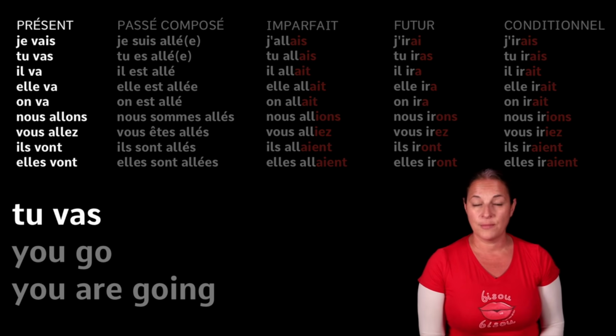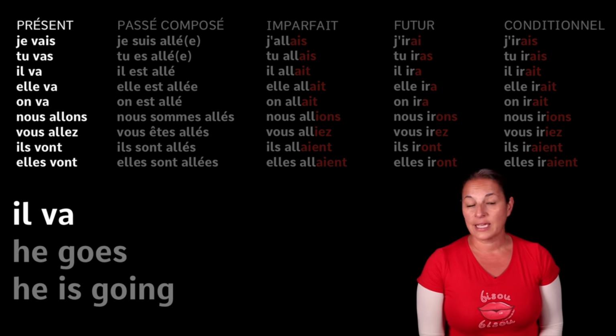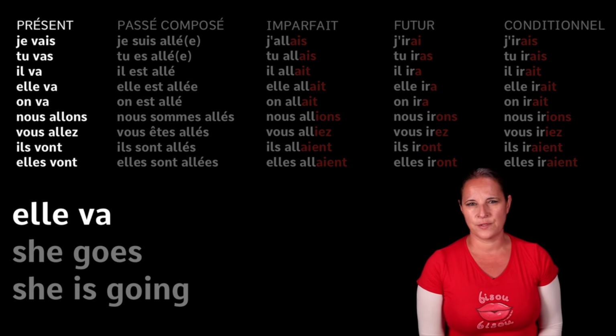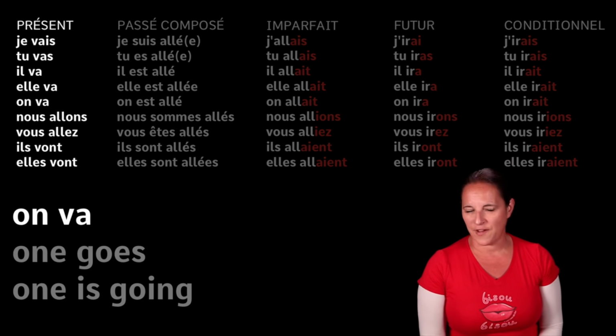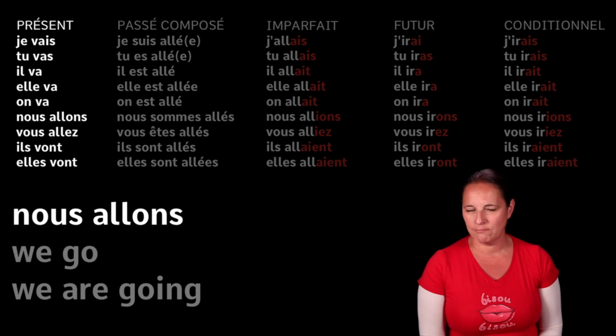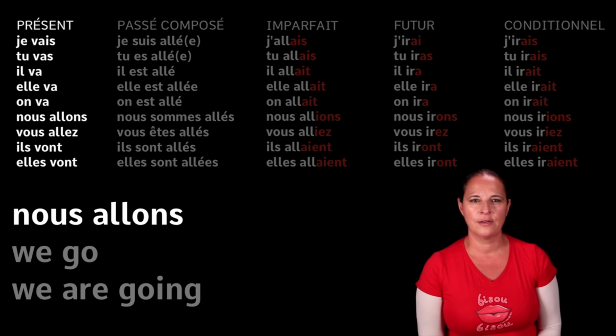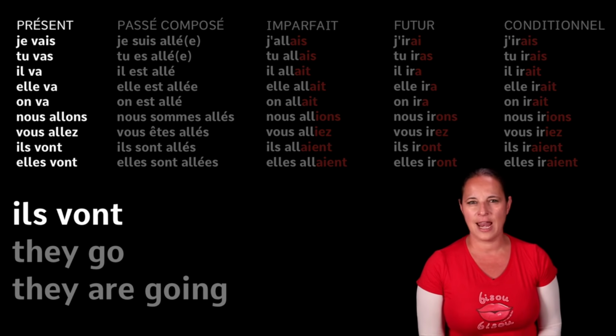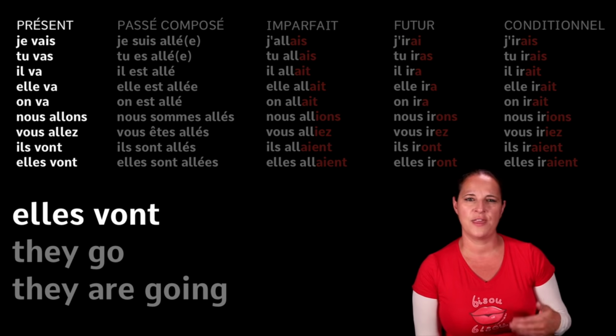Tu vas. You go or you're going. Il va. He goes. Elle va. She goes. On va. One goes. Nous allons, we go or we are going. Vous allez, you go. Ils vont, elles vont. And that means they go.